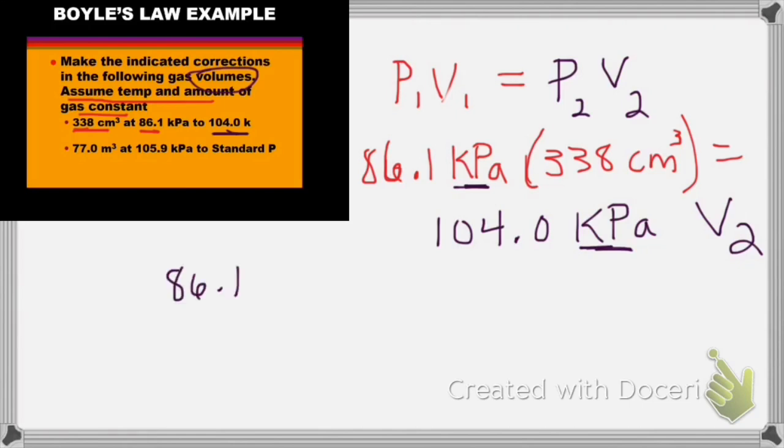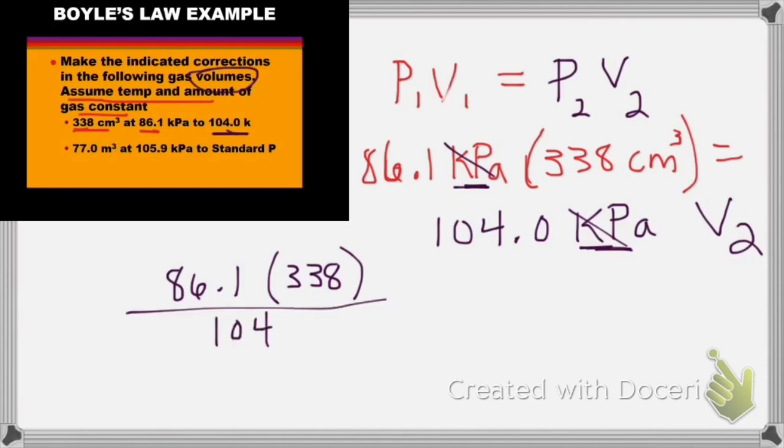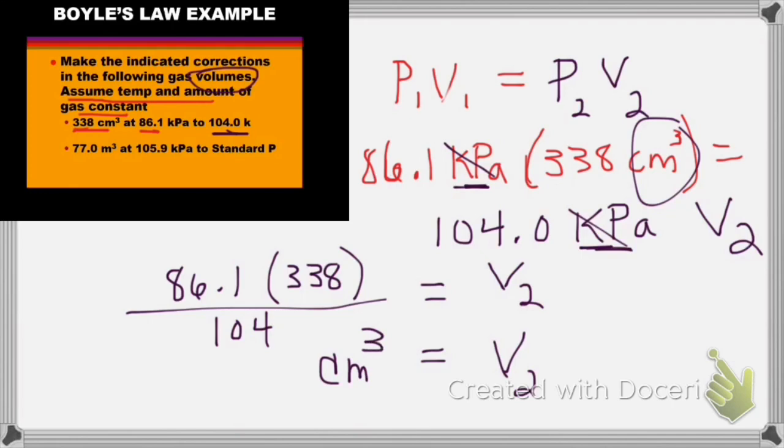We'd have the 86.1 times the 338. Our kPa's would have canceled. And divide that by 104, and we would be left with V2. It would end up being in centimeters cubed because that is the unit of volume on the other side. There are 3 significant digits when we look at all our different variables used, and we put that in the calculator, and I get 280. We need to put the decimal there so that we have our 3 sig digs.